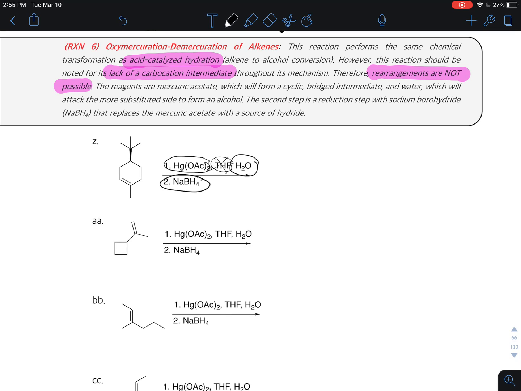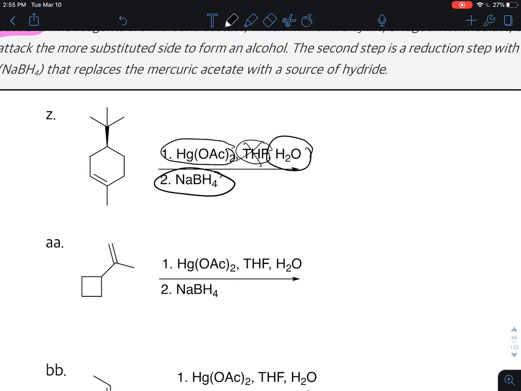Sodium borohydride is a powerful reducing agent. We don't know the mechanism yet in Orgo 1. You'll learn it in Orgo 2. So in terms of the mechanism, you really only know up to step 1 and only part of step 1, okay? So in terms of mechanism, I'm only going to go so far.